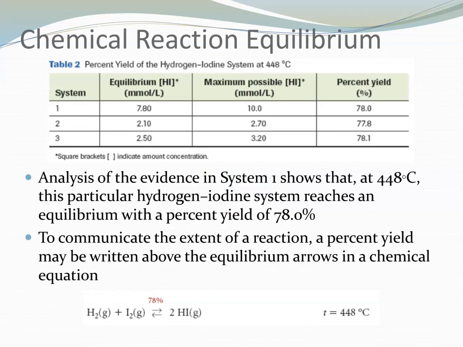The evidence from the previous table shows that the percent yield of the hydrogen iodine system was 78%. When a percent reaction is determined, the percentage is written above the equilibrium arrows.